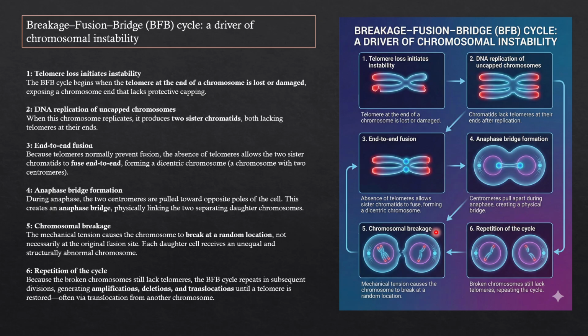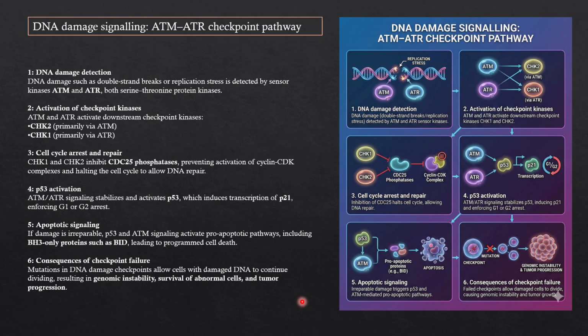Then chromosomal breakage occurs, and mechanical tension causes the chromosomes to break at a random location, which gives rise to broken chromosomes lacking telomeres, and the cycle repeats. This broken chromosome still lacks telomeres, and the BFB cycle repeats in subsequent divisions, generating amplifications, deletions, and translocations until a telomere is restored via translocation from another chromosome.